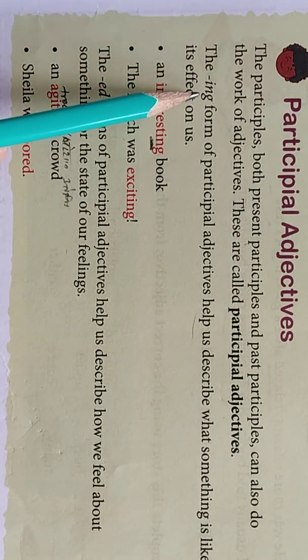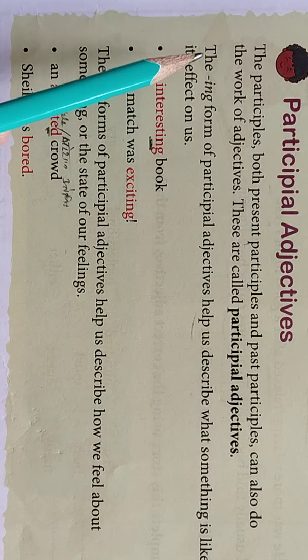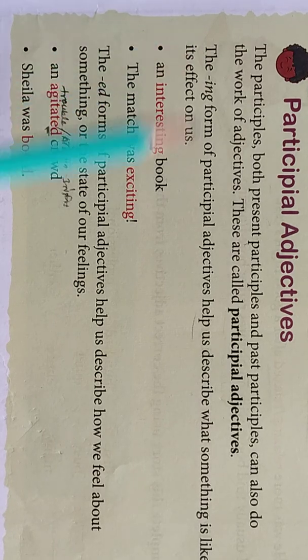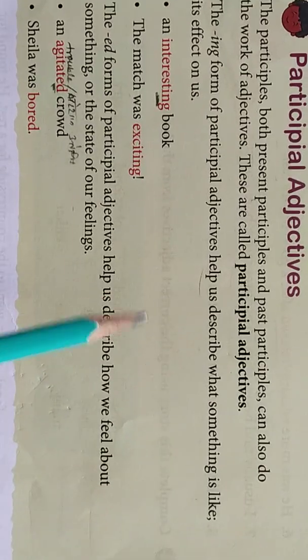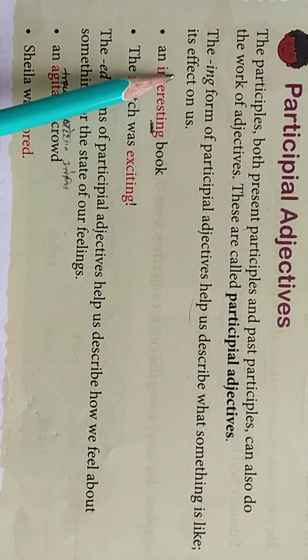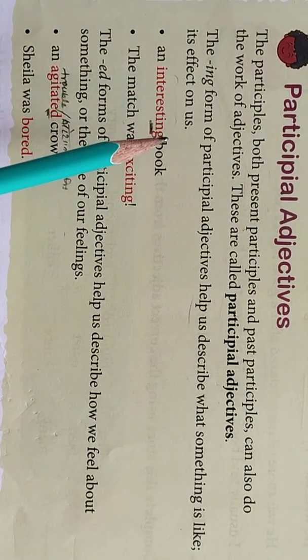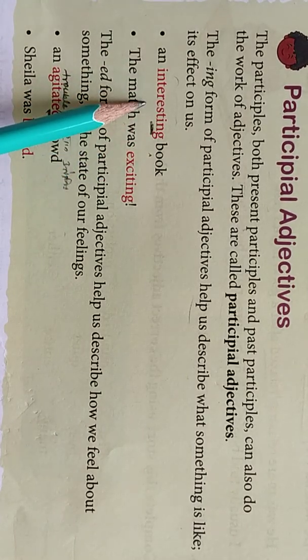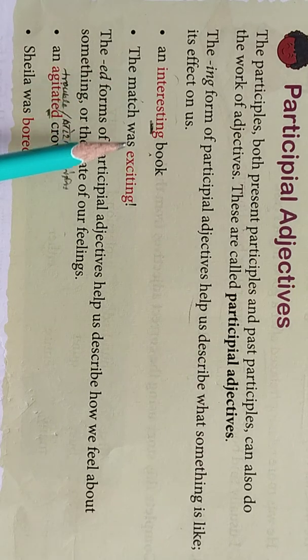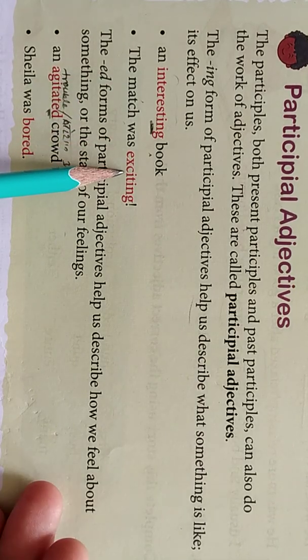Okay. The ing forms of participial adjectives, the present participles, help us describe what something is like. कोई चीज़ किस तरह की है? Its effect on us, what it can affect. An interesting book. If we are reading a book, it will create interest in us. The match was exciting. What will be the effect?